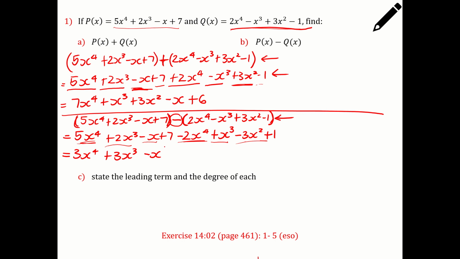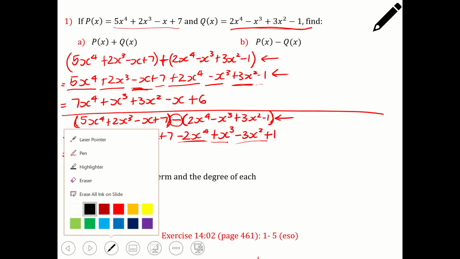I don't have any, see how I did that order wrong? I did x, but I've actually got some x squareds, so I should have done that first. So let's get rid of the minus x, and we'll do the x squareds first.